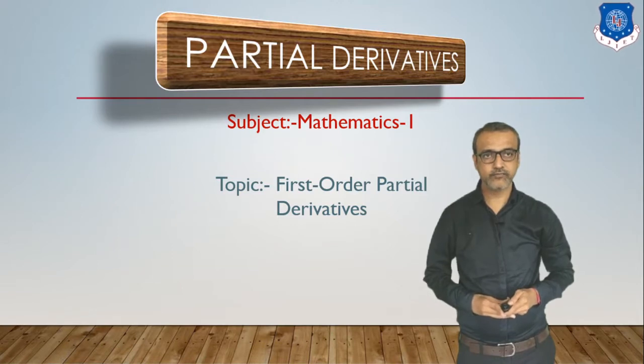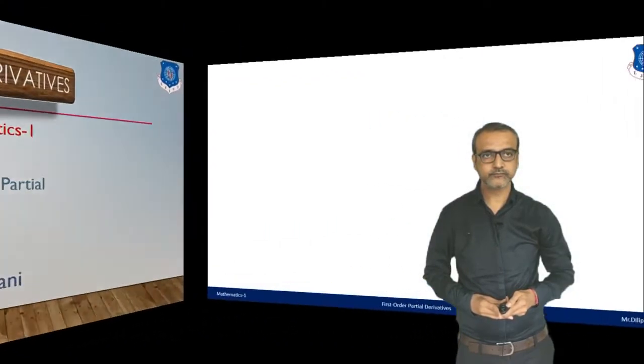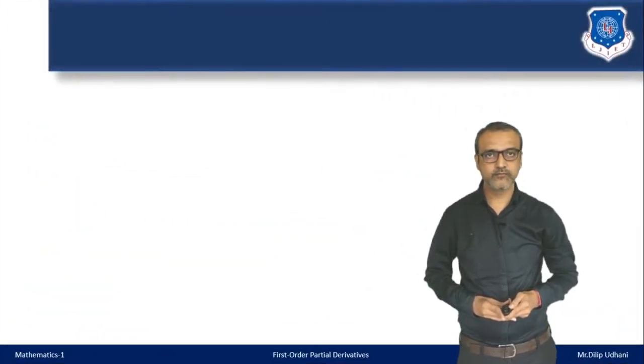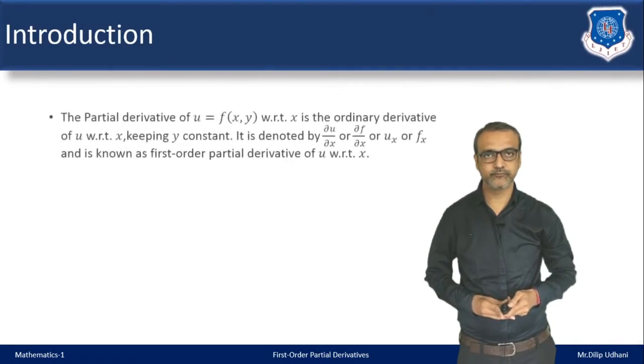But in case of a function which is of two or more variables, for example, u equals x square plus y square, it is a function of two variables. So in this case, we will find out partial derivative. So in this lecture, I will make you understand how to find out first order partial derivatives. So let's start. First of all, we will see what is first order partial derivative.